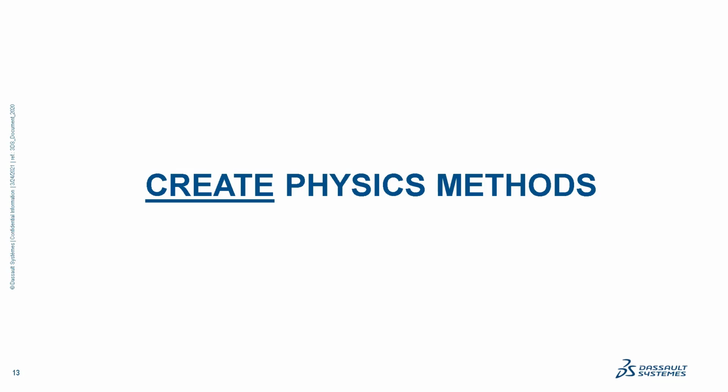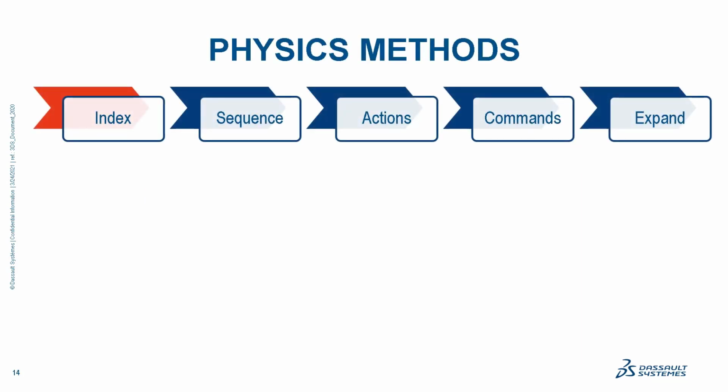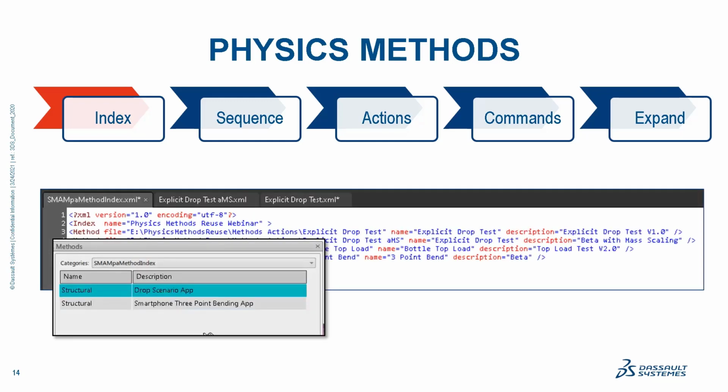So let's talk about how we create these physics methods on the 3DEXPERIENCE platform with the Simulia roles. Physics methods are created by generating XML files. The first of which you want to look at is an index. This allows you to categorize your physics methods. In other words, you may have physics methods for training, you may have physics methods that are under development, and then you'll have your physics methods that you're using in production.